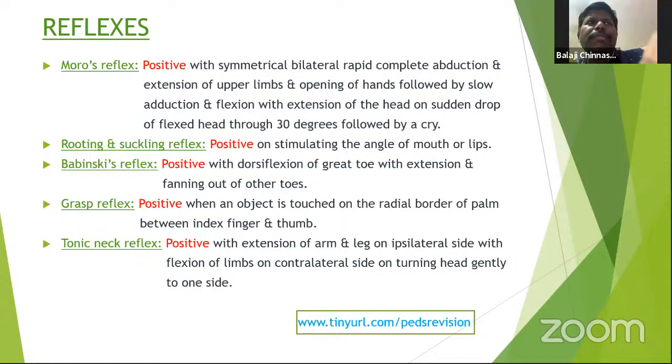Can you elaborate when it disappears, Vigneshwar? Moro reflex disappears in about 3 months of life. Okay, 3 to 4 months of life, Moro. Then they might ask you about what is asymmetric Moro. Yes, sir. Asymmetrical Moro reflex occurs in conditions where there is a brachial plexus injury in case of Erb's palsy or fracture of clavicle or fracture of humerus. Okay, so when will be the Moro reflex depressed? So in case of birth asphyxia, it will be depressed.